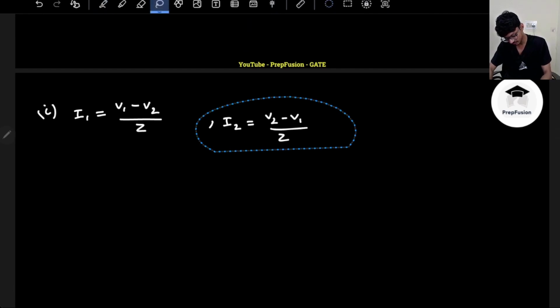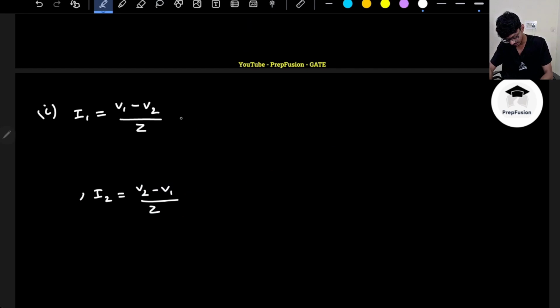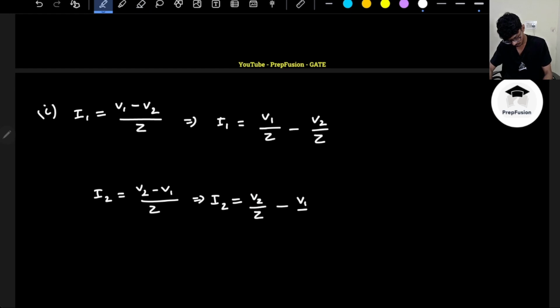So this I can further rewrite as I1 equals V1 by Z minus V2 by Z, and this I can rewrite as I2 equals V2 by Z minus V1 by Z.